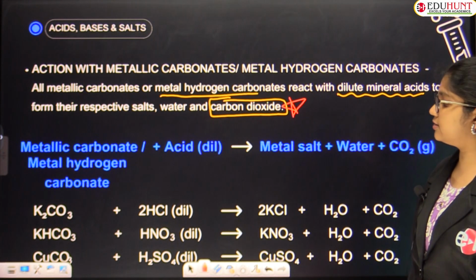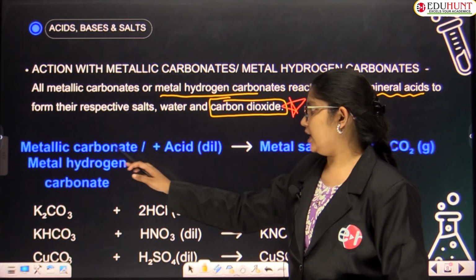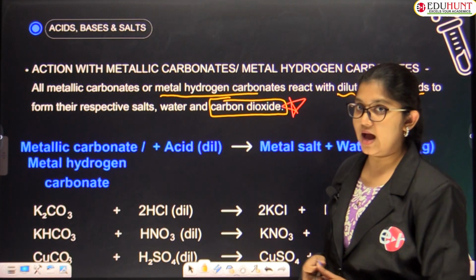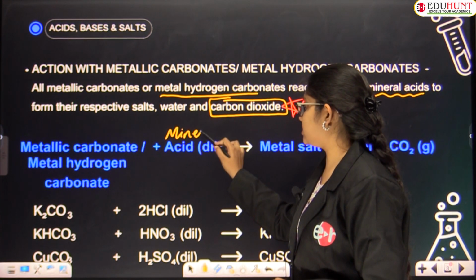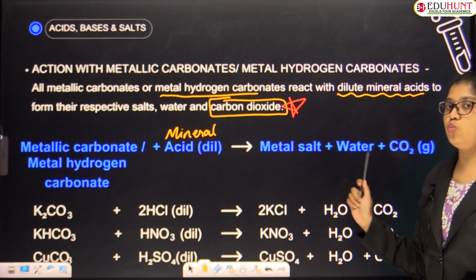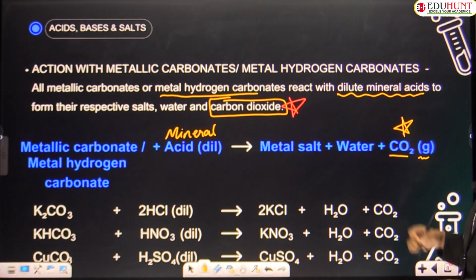Fine. Now, the reaction is going like this. Metal carbonate or metal hydrogen carbonate reacts with mineral acid. Which acid? Mineral acid, in dilute condition, to give rise to metal salt, water and also carbon dioxide. Carbon dioxide in which state? Gaseous state, okay?